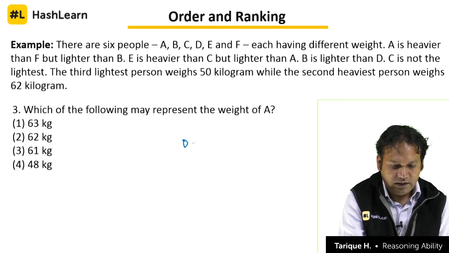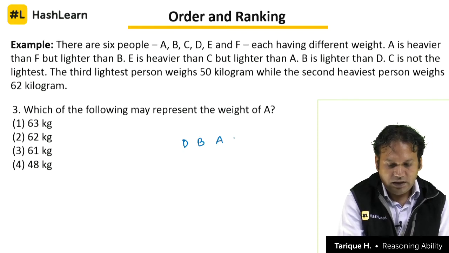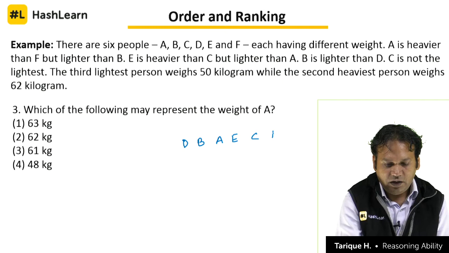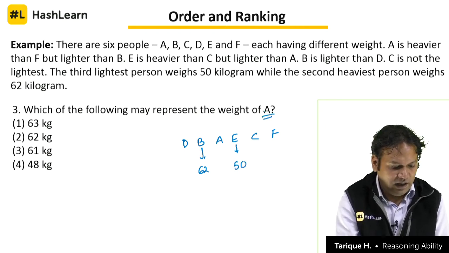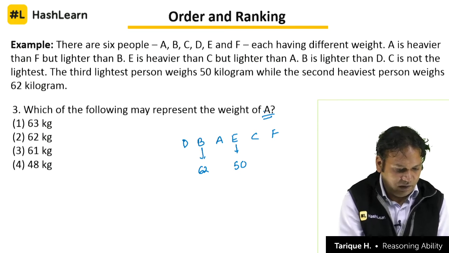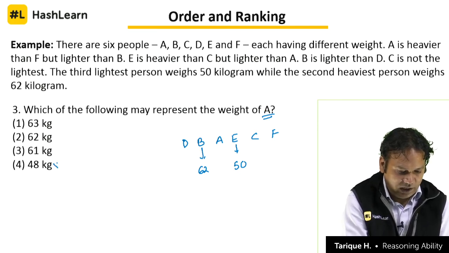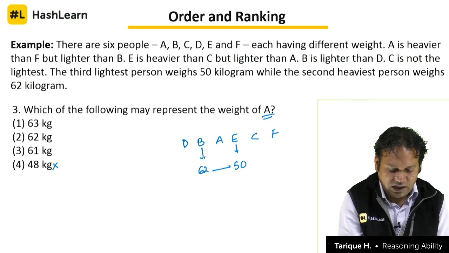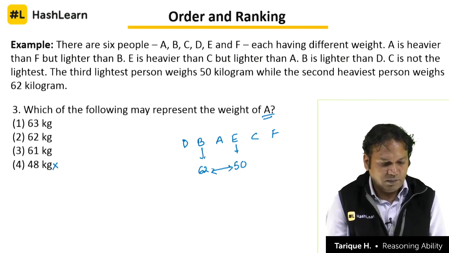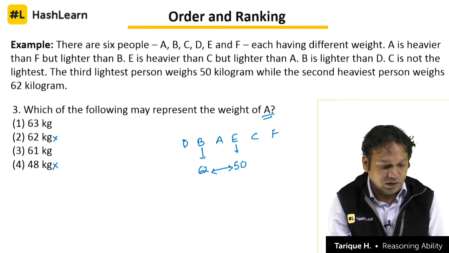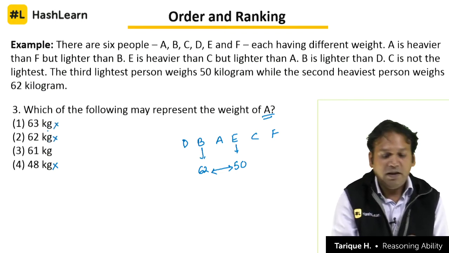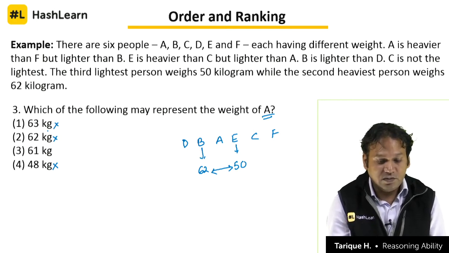So, D, B, A, E, C, F, out of which the second person is 62 kgs and the third person is 50 kgs, right. So, which of the following may represent the weight of A? The weight of A cannot be 48, because A is between 50 and 62. That is the point of this question. It can't be 62 because it is less than 62, more than 50. It can't be 63 because it is less than 62 and more than 50.